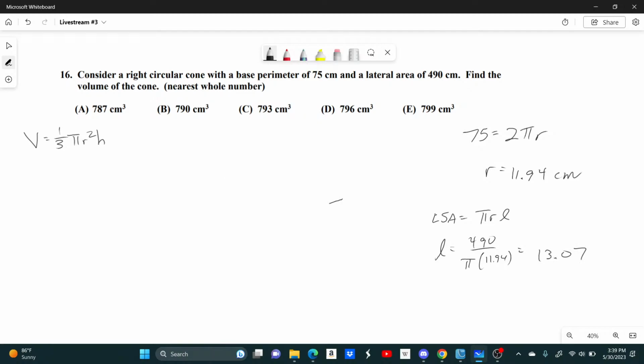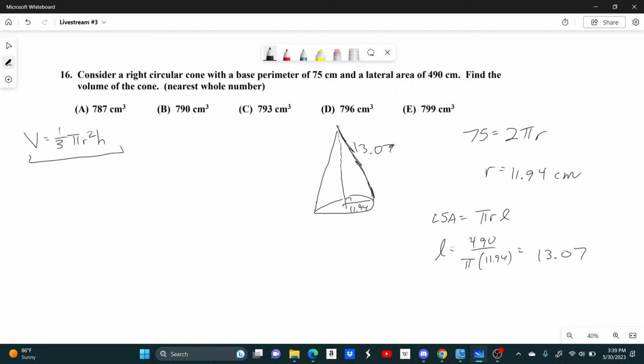Well, I'm going to draw a cone. Maybe this will make more sense. There you go. Okay, so here's your radius. Here is your slant height. This is what we just solved for, this L. And we're trying to find the height, because if we do that, then we'll have r and h, and we can solve for the volume. Well, if I drop this perpendicular right here, this r is 11.94. Our L is 13.07, and I realize I've drawn this not even close to scale.